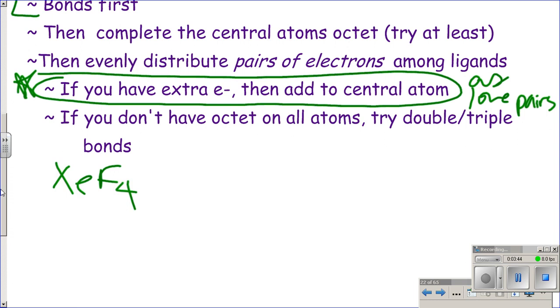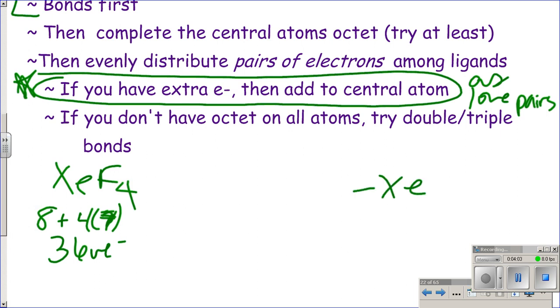Okay. Xenon tetrafluoride has how many electrons? 8 plus 4 times 7, 28. So 36 valence electrons. Who's your central? Xenon. We have 4 ligands. I'm drawing this one for you, so hopefully you're drawing this with me. It's on your lab sheet, fourth one down. Some of us are zoning out. Okay, that's on you. Adding octet everywhere.